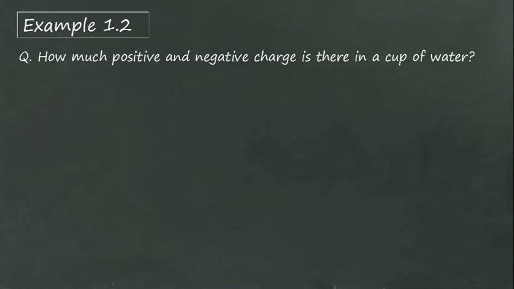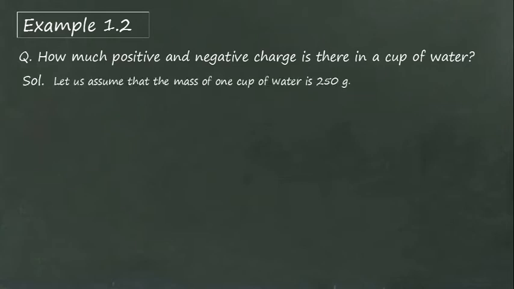Example number 1.3. How much positive and negative charge is there in a cup of water? Positive charge means protons and negative charge means electrons. First we assume the mass of a cup of water. Let's assume that the mass of one cup of water is 250 gram.